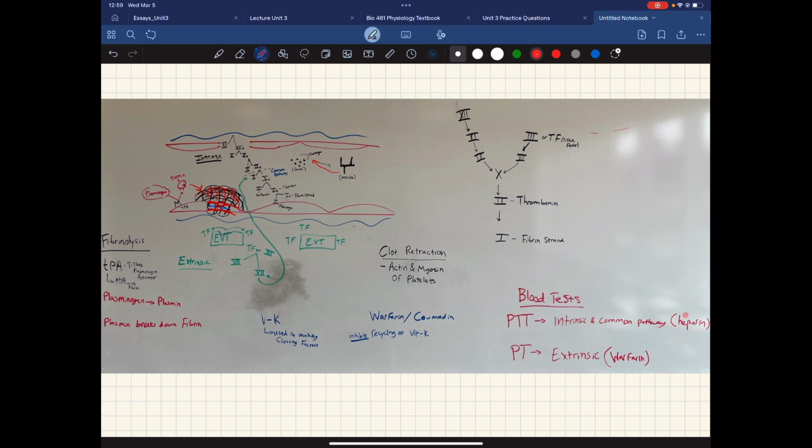So if someone's on a heparin medication, you do the PTT test, which is the intrinsic and common pathway. You wouldn't do the PT test if you're giving someone heparin. But if someone's on warfarin or Coumadin, you would do the PT test. And Coumadin, remember, is correlated with the extrinsic pathway. And so it works kind of the same as heparin.